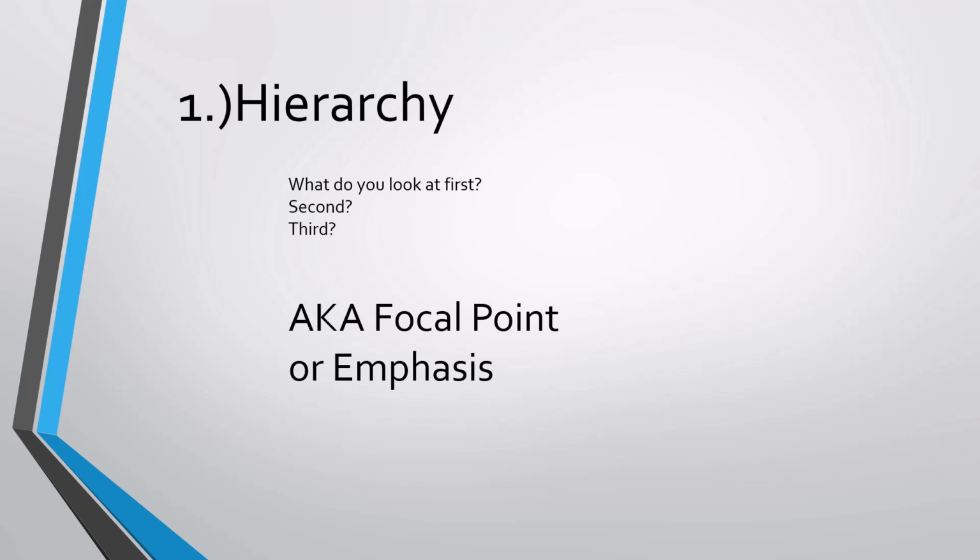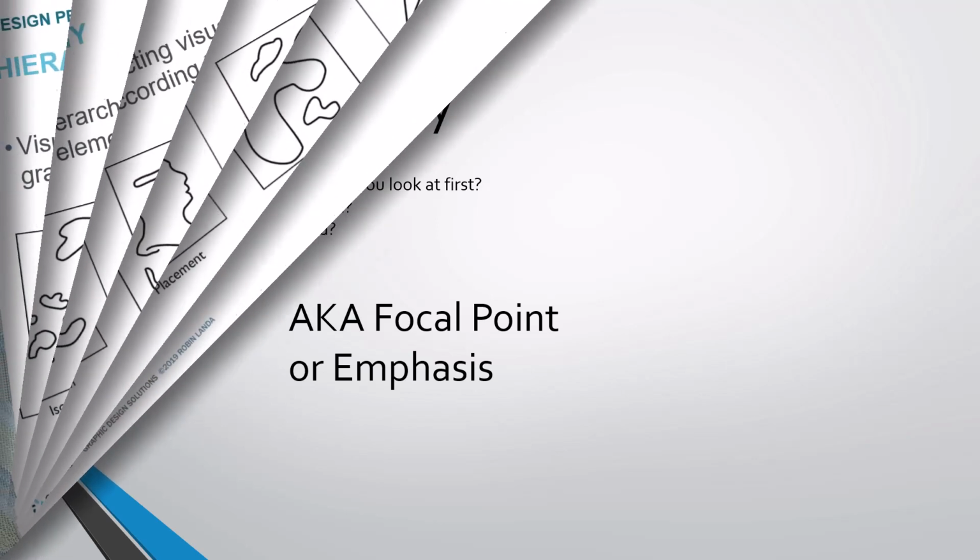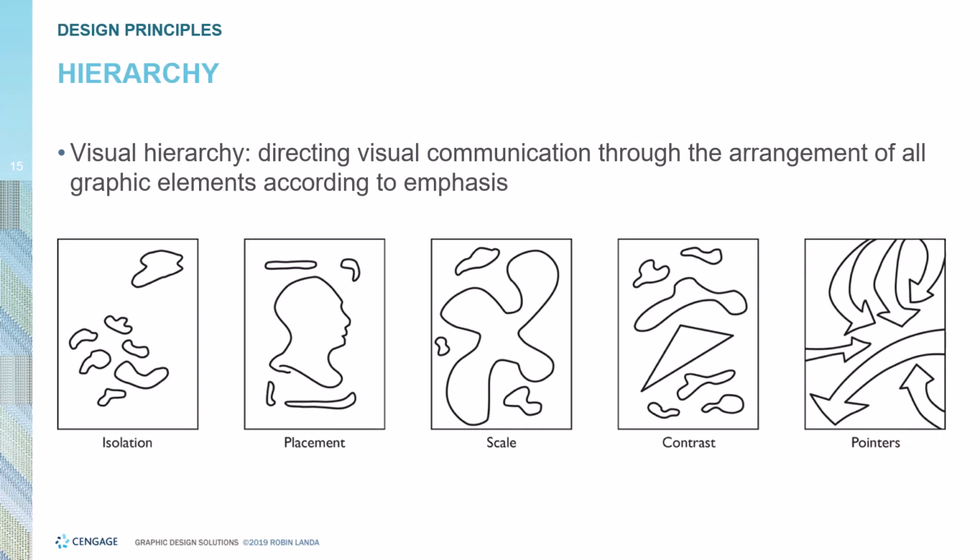So the first thing we're going to look at is hierarchy. Hierarchy tells you what to look at and in what order. How do you establish hierarchy? It isn't always just start at the top and go to the bottom and read from the left to the right. You establish hierarchy by creating a focal point or by putting emphasis on something. So how do we go about establishing this visual hierarchy? We can do this through several different methods.